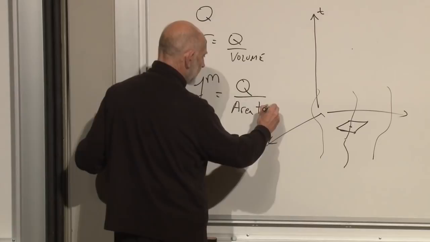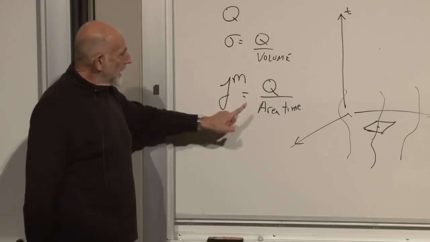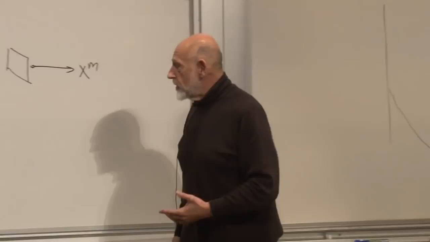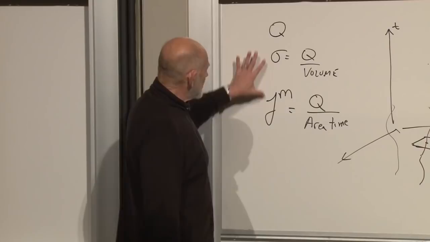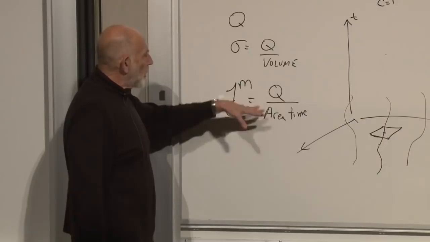Now, in this case here, sigma was a charge divided by a product of three lengths, volume. Here it's a charge divided by a product of two lengths times a time. But in relativity, time and space are nice and symmetric to each other. So this dividing by area times time is again dividing by three lengths. One happens to be time-like, two happen to be space-like. But it has the same units as sigma. That's if c is set equal to 1. If c is set equal to 1, then space and time have the same units. And both of these can be thought of as charge through a window.